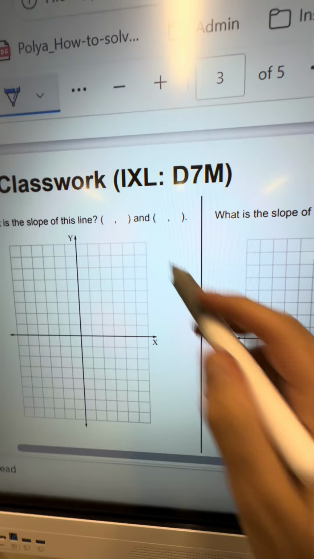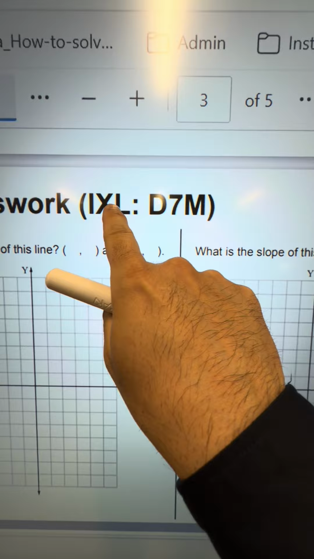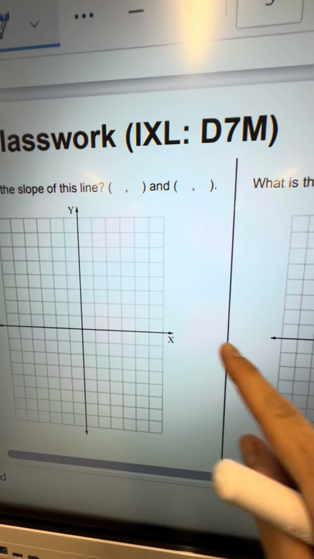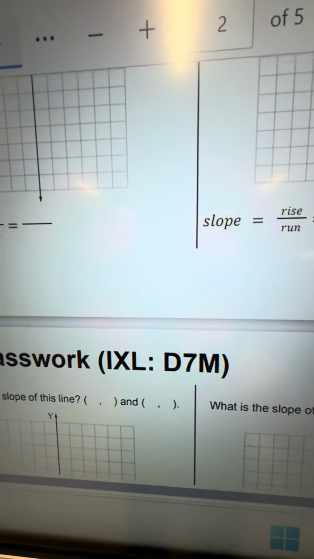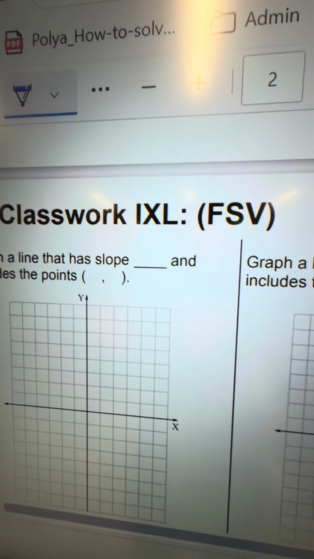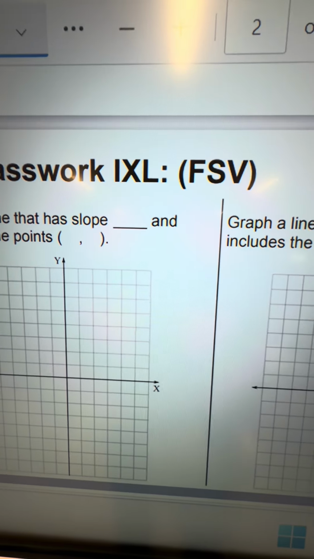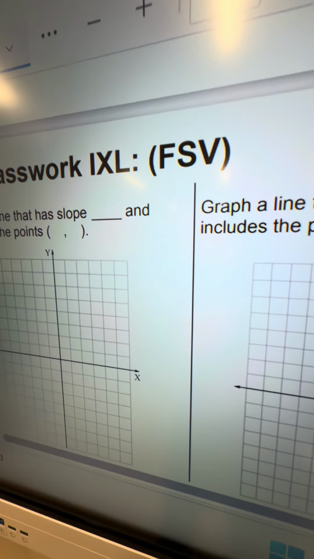Now I'm going to give you the notes for today's classwork. Notice that you're going to see the topic name here. So when you're in IXL and you're working on this topic, you can refer to these notes. And then similarly, when you're working on this topic in IXL, FSV, you're going to refer to these notes. So these notes will help you for today's 2 topics.